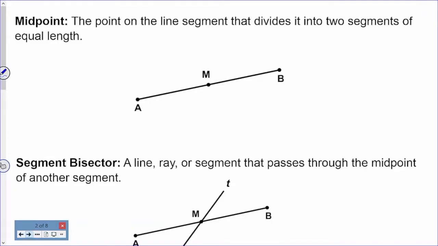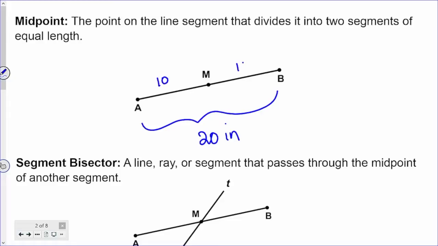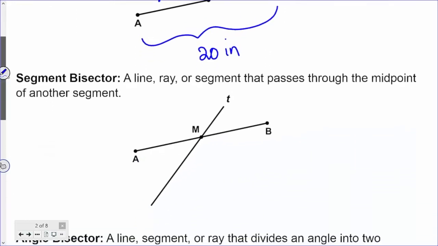Midpoint. The point on the line segment that divides it into two segments of equal length. So this is simple enough. In the diagram I've got up here, I've got line segment AB. If it was, let's say, 20 inches long, then that point M, its midpoint, would be the one and only point that would divide it into 10 inches and 10 inches. That's simple enough.